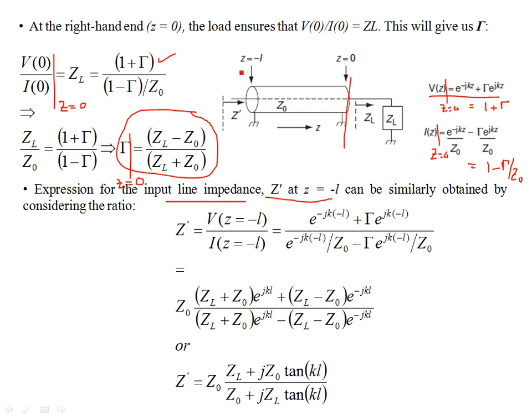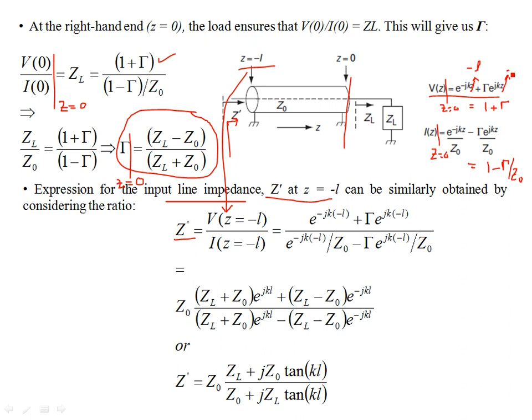Similarly, this is at z equal to minus L, and what we are going to do is evaluate the voltage and the ratio of current to find Z prime, which is the input impedance looking here, at the input of the line. So V(z = -L) over I(z = -L). Similarly, you're going to substitute for z as minus L over here. This is minus L, this is again minus L.